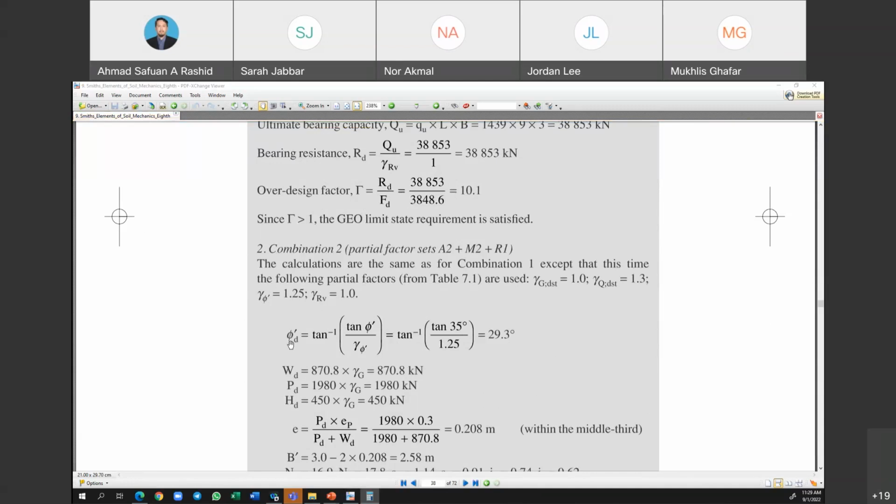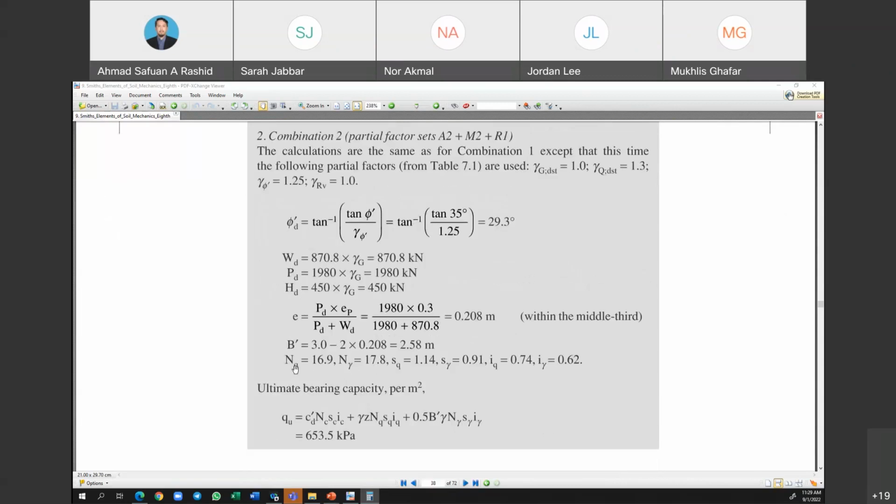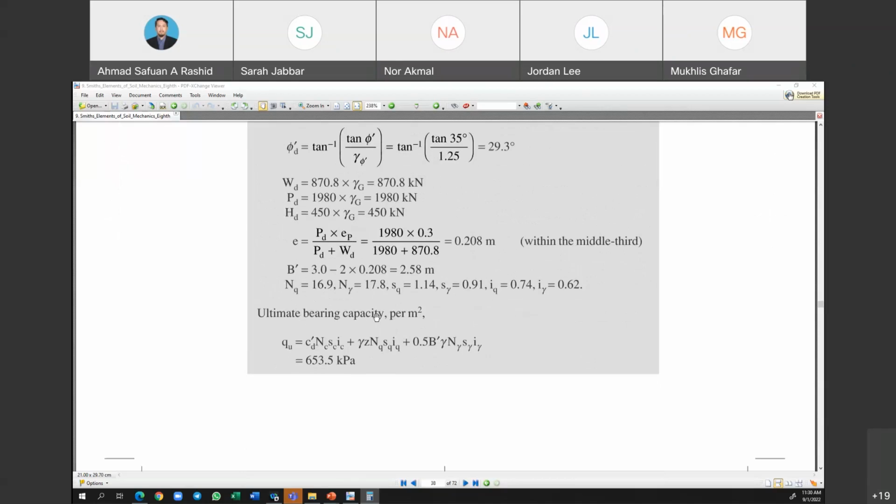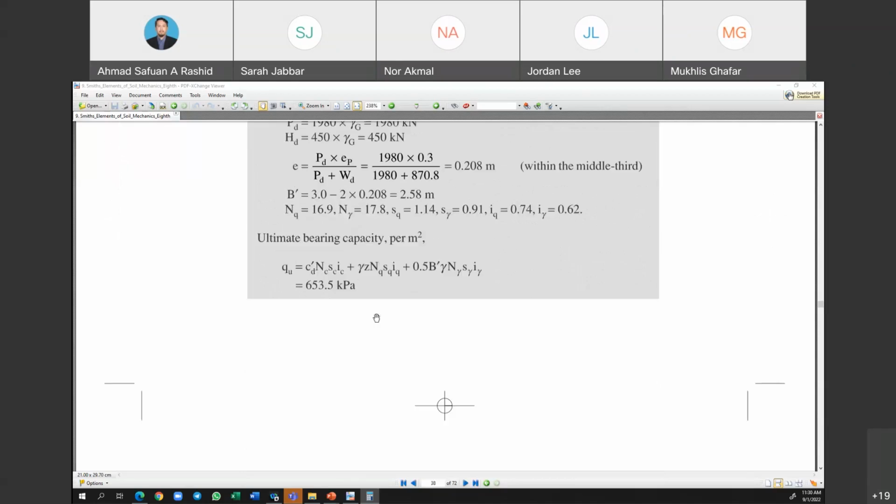For the material factor, we need to use the tangent phi as stated in the table. Do not directly divide with 1.25. If we use 28, we will have a different value for the NC, NQ and N gamma. So please be careful. So 28.3. The rest, I guess, is almost similar to what we have discussed.